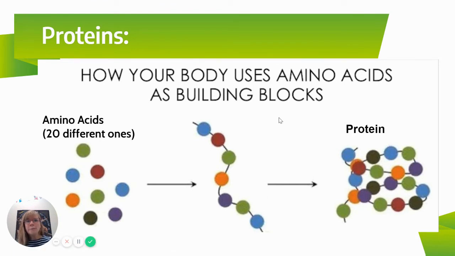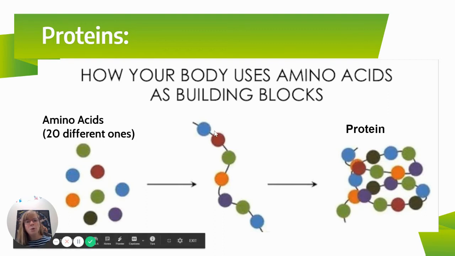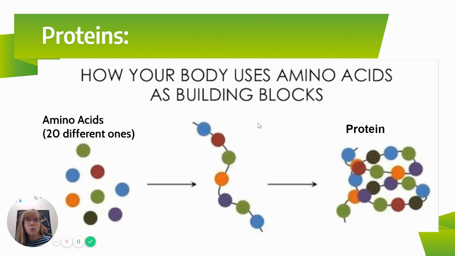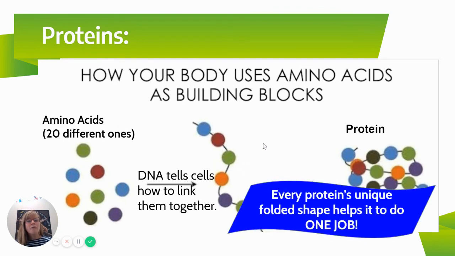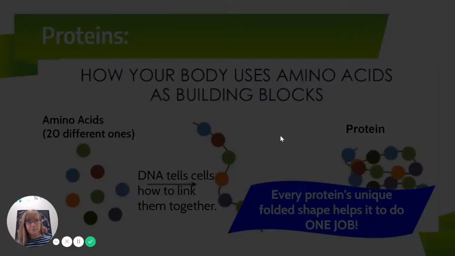So we eat our meat and our body says, oh, we need this protein for our hair and nails or hemoglobin, and it knows to put the amino acids in the order that it needs to be put in. So our DNA tells our body to do that. The DNA tells them how to link them all together. Every protein has a unique shape based on how it's folded and the job it has to do.